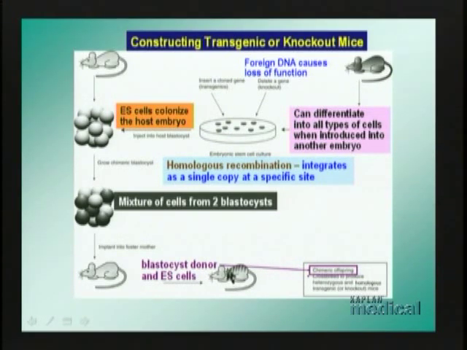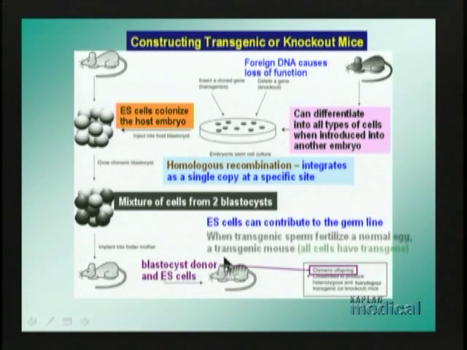Also importantly, some of these embryonic stem cells can get into the germline, and when they get into the germline, we can generate transgenic sperm. When they fertilize a normal egg, downstream from that, we can get a transgenic mouse. And now all cells in that transgenic mouse will harbor that transgene. There won't be patches; every cell in the body will have that transgene.